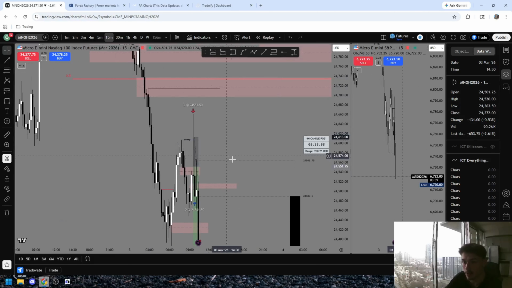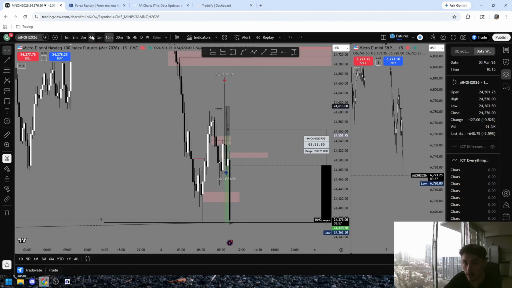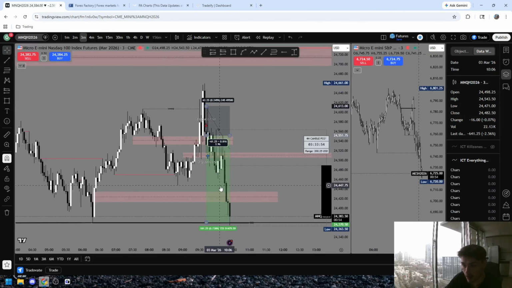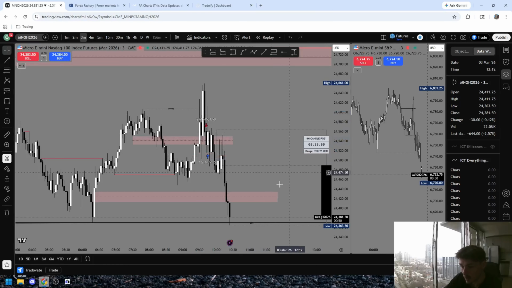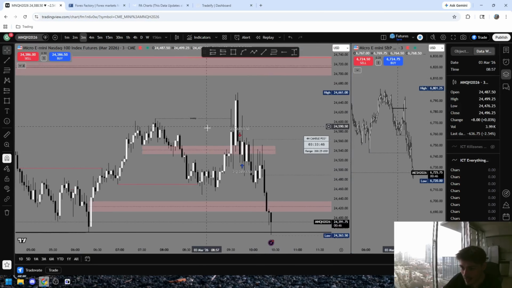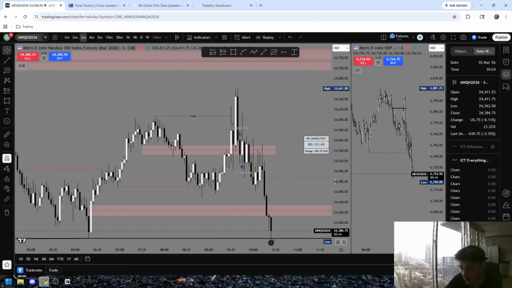So that's what happened. You guys can see here, 15-minute 9:30 opened up. We pumped right at market open. Let me remove some things so you guys can see. And there's the full draw. This would have been my full TP. I got hit right there. But as you guys can see, we accumulated right here.